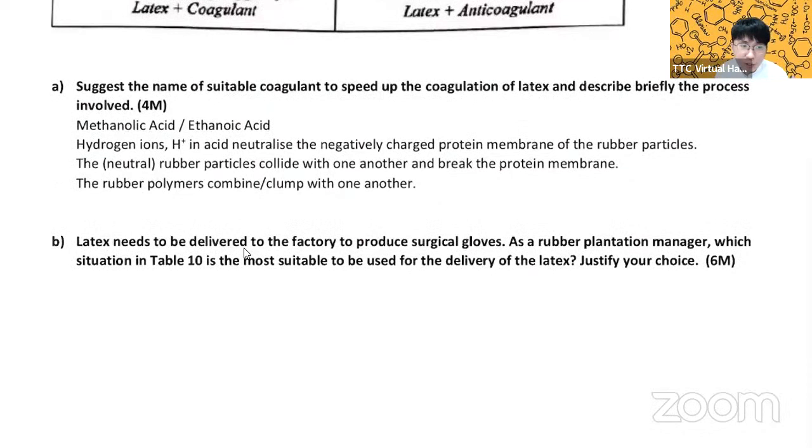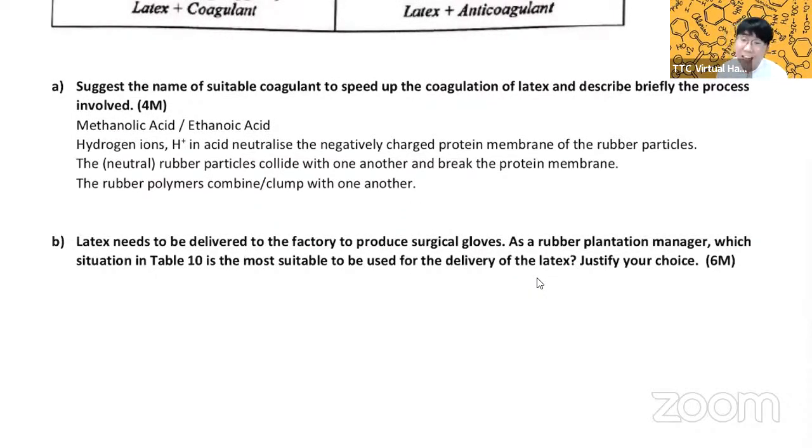Okay, latex needs to be delivered to the factory to produce surgical glove. As a rubber plantation manager, which situation in table 10 is most suitable to be used for delivery of latex? So surgical glove, do you want it to be solid? I want it to be elastic, correct? I want it to be liquid state before it even reaches the factory. So during the delivery process, I don't want it to coagulate.